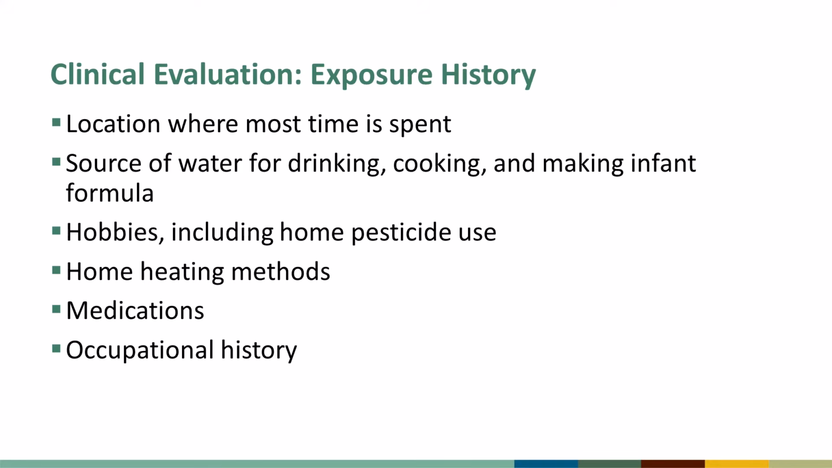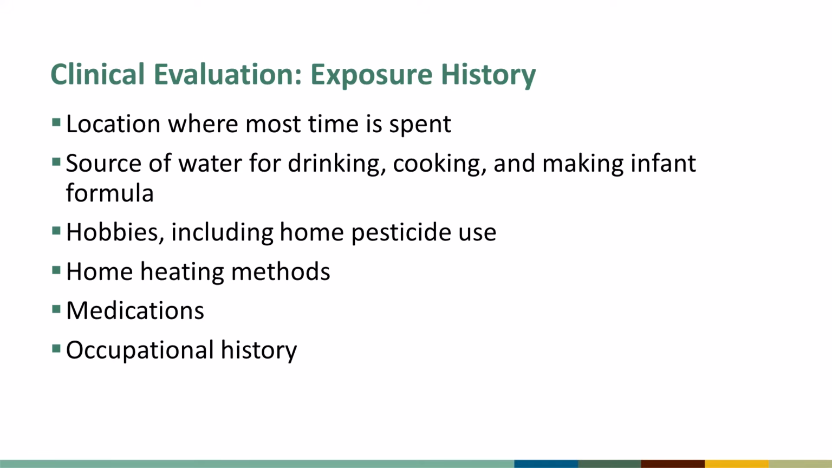Questions should also assess a patient's hobbies. Ask about current and historical use of arsenic-based pesticides for gardening inside and outside the home. Ask the patient about home heating methods, particularly CCA-treated wood or coal-burning stoves, fireplaces, and other sources of fuel. When taking a medication history, ask about traditional, imported, homeopathic, and naturopathic remedies that can contain arsenic.